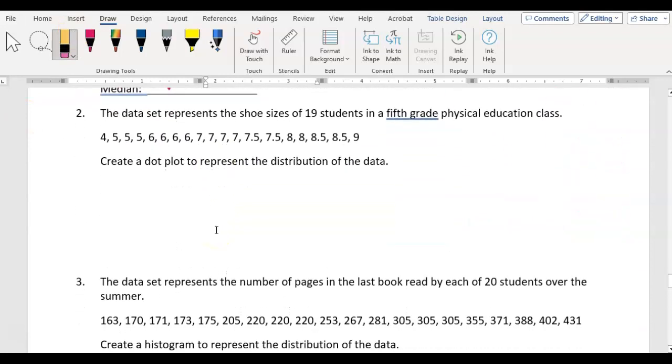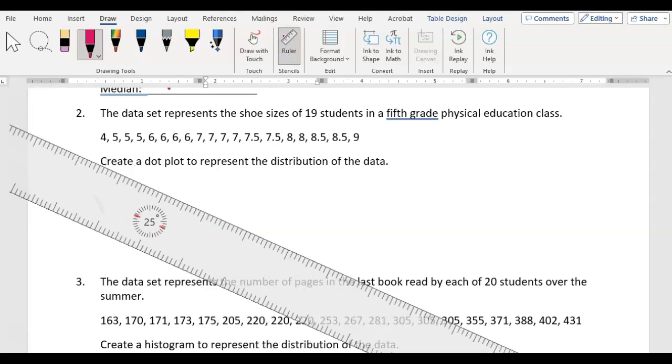Number 2 says the data set represents the shoe sizes of 19 students in the 5th grade physical education class. Ooh, got some kids with some big shoe sizes here. For 5th grade, create a dot plot to represent the distribution of the data.